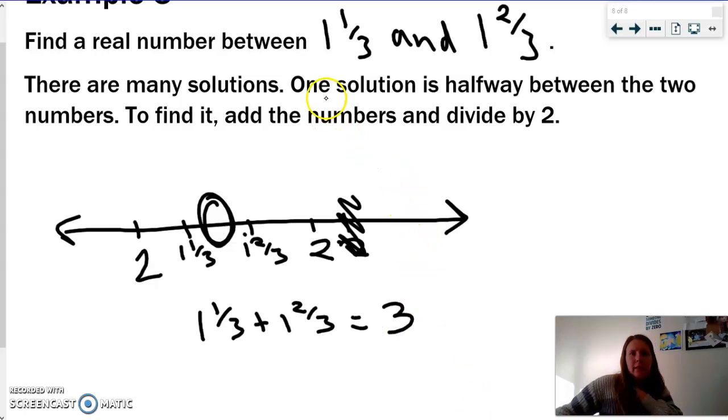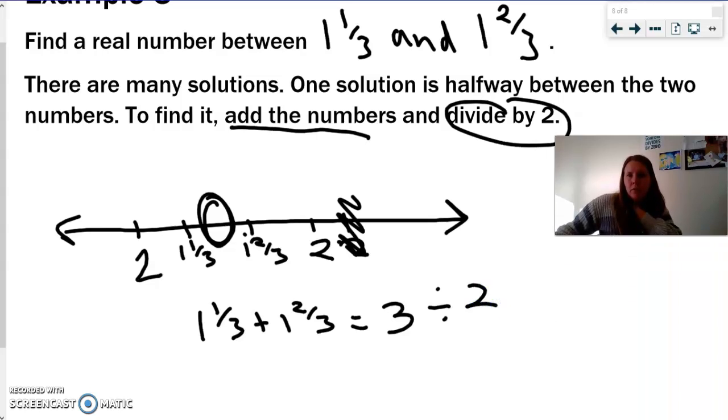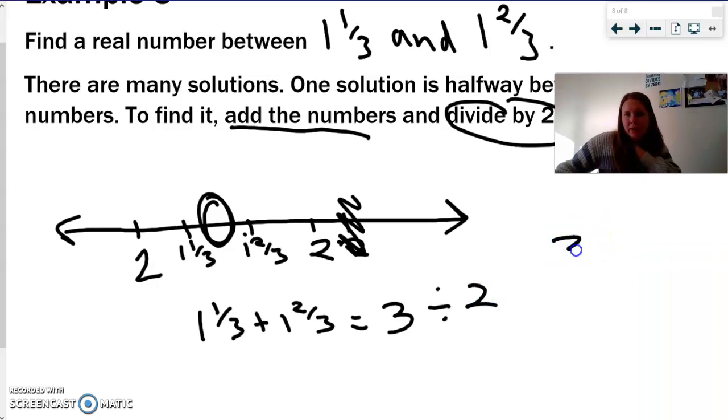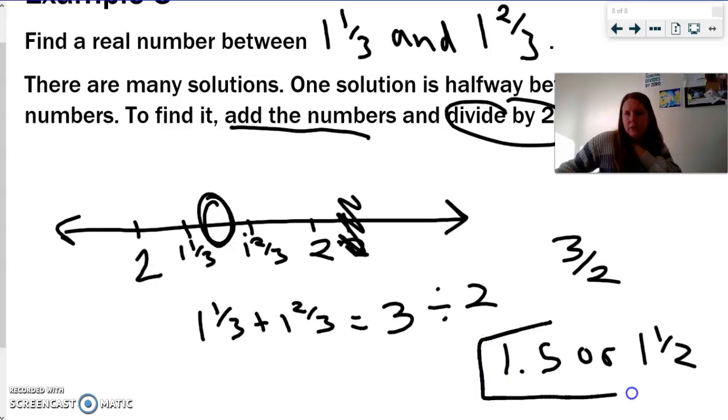So the second part then they say, we added the numbers and now we're going to divide it by 2. So 3 divided by 2, well, you could think of it as 3/2 still, but if I broke it down into 2 pieces, that would be 1.5. Or, again, you could say it as 1 and 1/2. And that would be my solution. That would be a number that's in between 1 and 1/3 and 1 and 2/3.